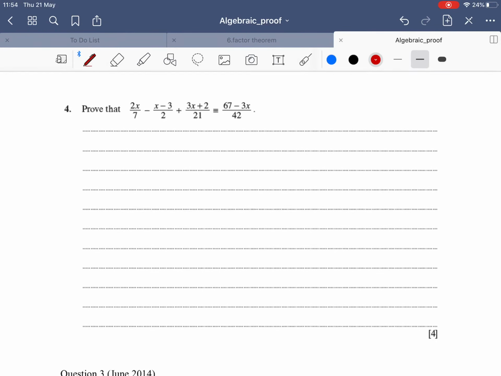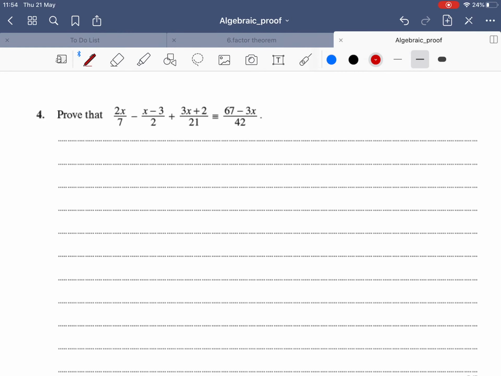Let me see if I can choose one with negatives for you. So this one, we've got to prove that 2x over 7 take away x minus 3 over 2 plus 3x plus 2 over 21 is 67 minus 3x over 42. Exactly the same thing, you want to choose a denominator that is in all of their times tables. You can jump straight to 42 in this question. So I want to change each fraction so it's over 42.